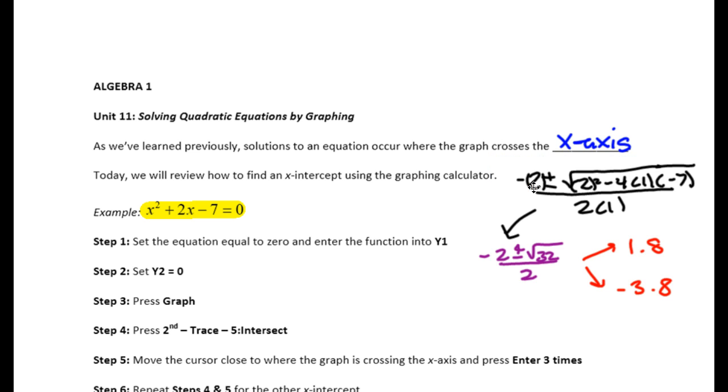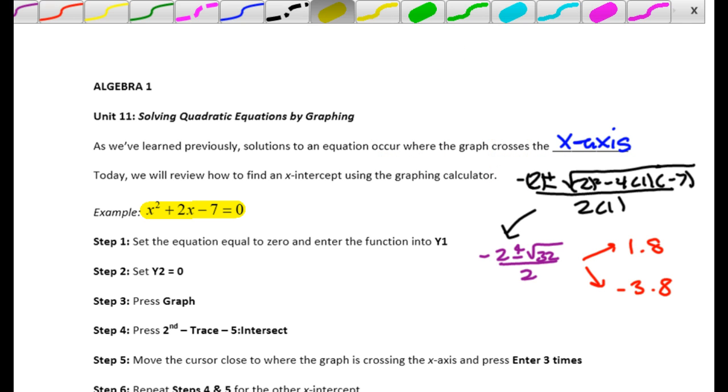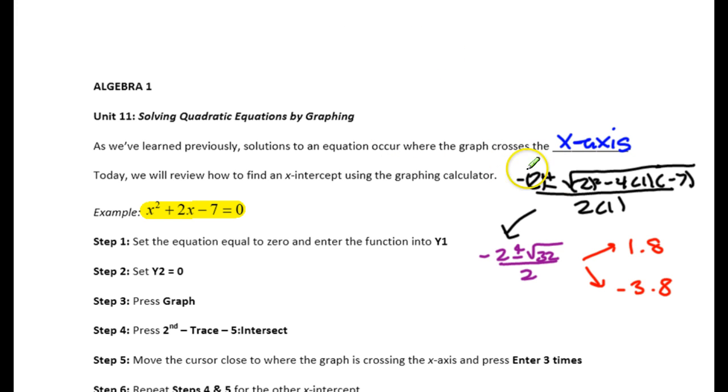So I've already got this done for you. What I've done here is in that quadratic formula, -b plus or minus square root of b squared minus 4ac over 2a. So here you can see I've plugged in my b value, which is positive 2. I've plugged in my a value, which is a 1, and my c is a -7. So this is already set up. This is what it's simplified to, -2 plus or minus square root of 32 over 2.